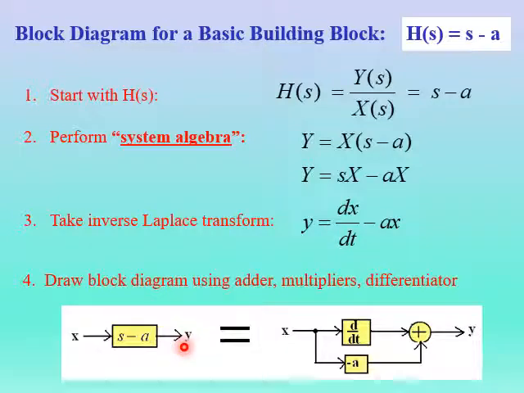So here, what we've done now is we have this basic building block, s minus a. Any term in the transfer function that has s minus a, we can realize with this block diagram here, consisting of a differentiator, an adder, and a multiplier.